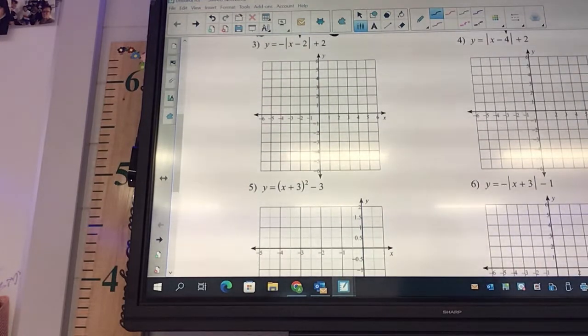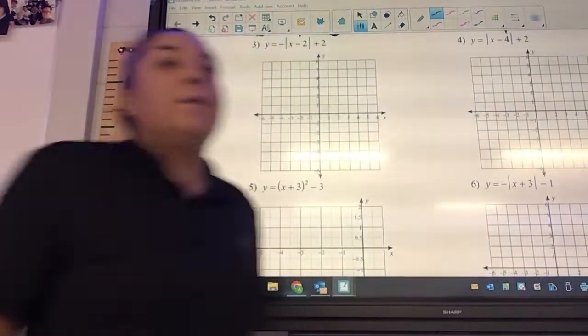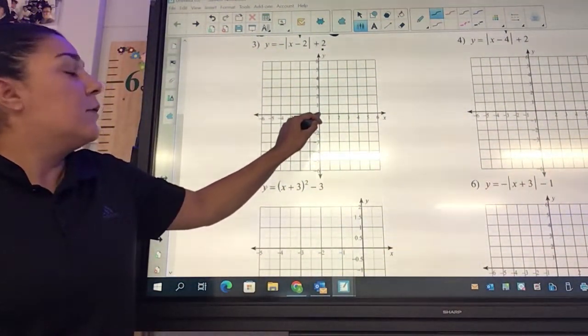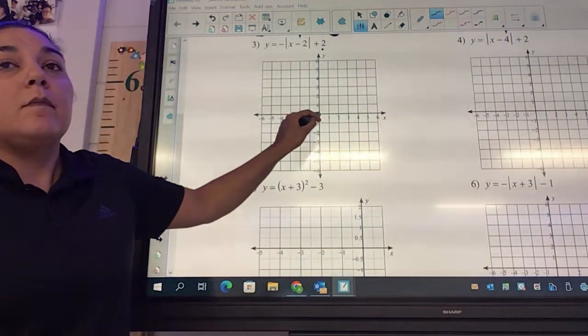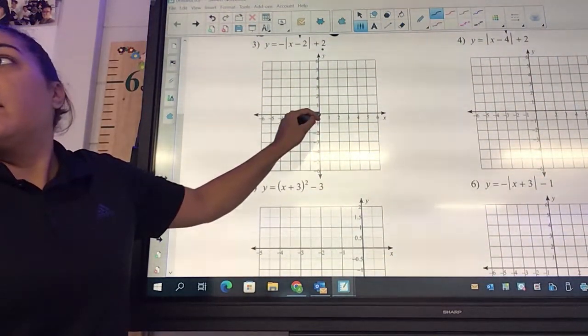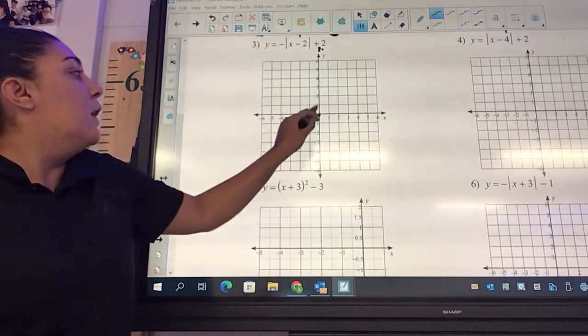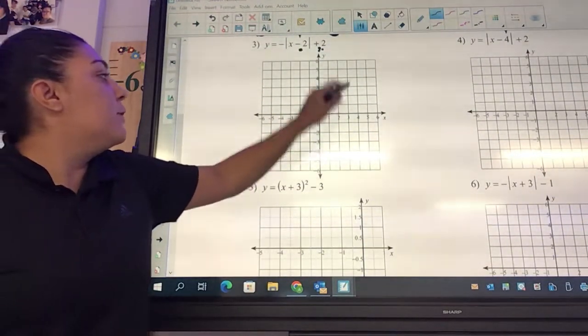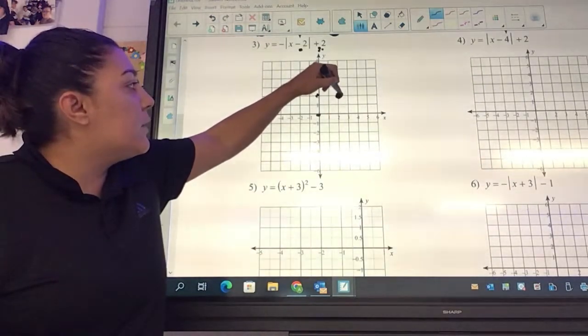Where does our graph start at? 0. What does this minus 2 do? Up 2. What does this 2 do? Right 2. So this is our vertex. That's our first point.